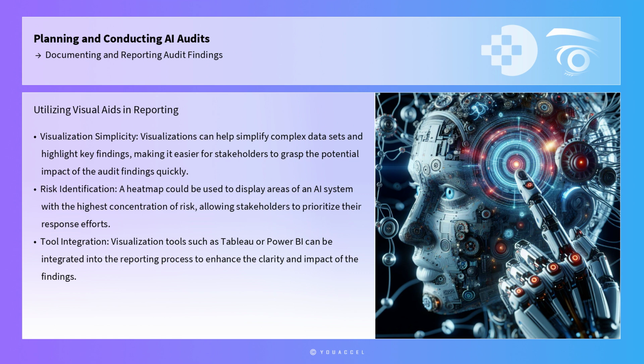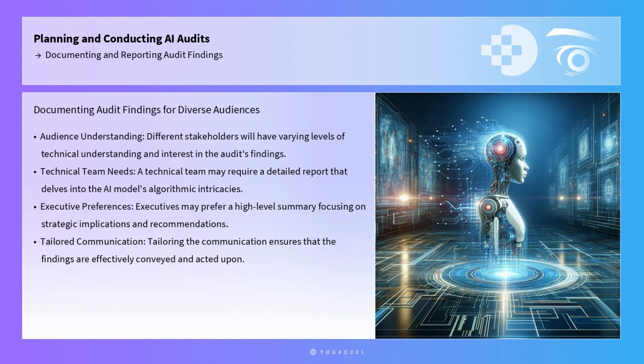impact of the findings. The process of documenting audit findings also requires a keen understanding of the audience. Different stakeholders will have varying levels of technical understanding and interest in the audit's findings. For instance, a technical team may require a detailed report that delves into the AI model's algorithmic intricacies, while executives may prefer a high-level summary focusing on strategic implications and recommendations. Tailoring the communication to meet the needs of diverse audiences ensures that the findings are effectively conveyed and acted upon.